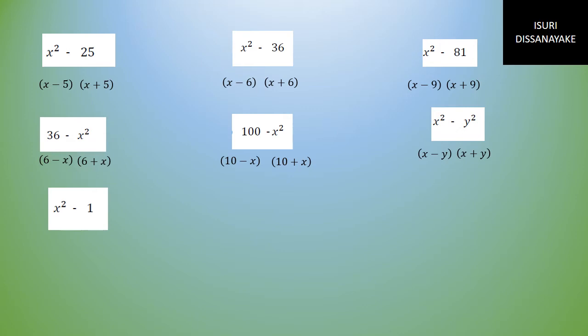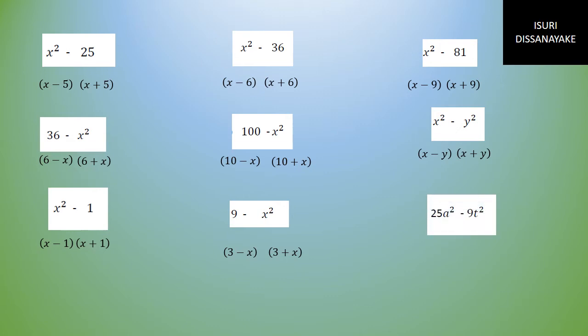X squared minus 1. So 1 you also can write as 1 squared, because 1 squared is also 1. So we have (x minus 1)(x plus 1). 9 minus x squared, that is 3 squared minus x squared, which is (3 minus x)(3 plus x).